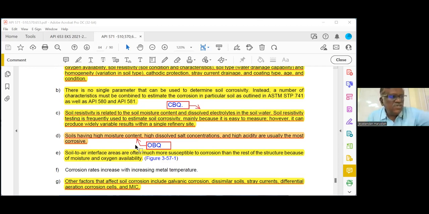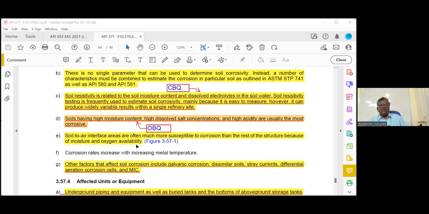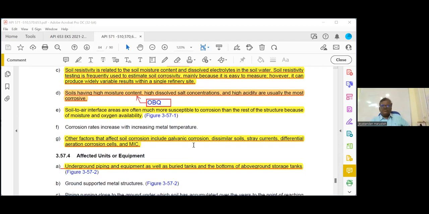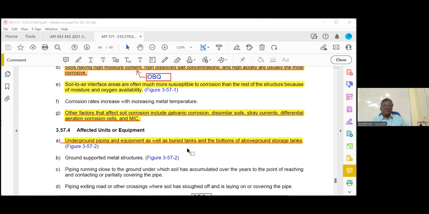Then highlight the G also. Other factors that affect soil corrosion include galvanic corrosion, dissimilar soils, stray currents, differential aeration, and MIC. Just highlight it; we will explain them all in tomorrow's class. Regarding what is meant by galvanic, dissimilar soils, stray currents, everything will be explained with cathodic protection.